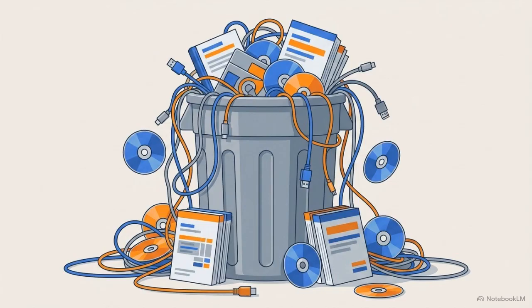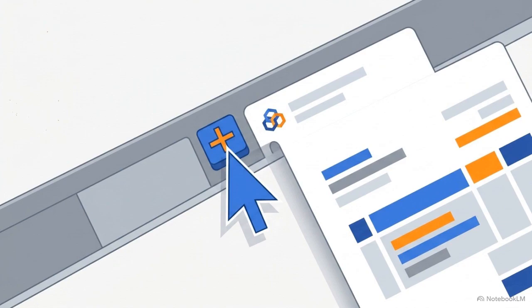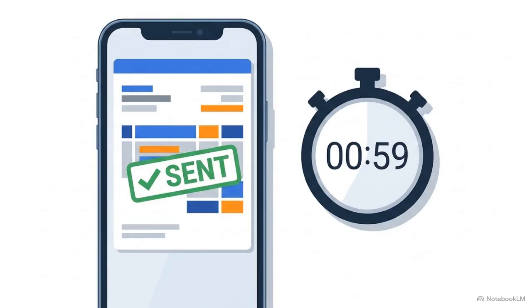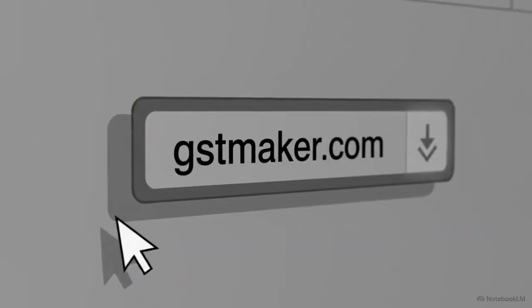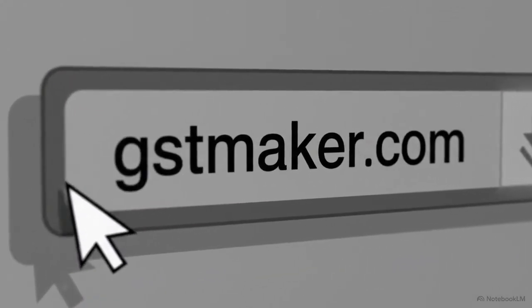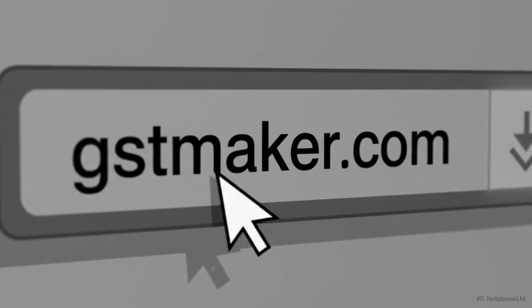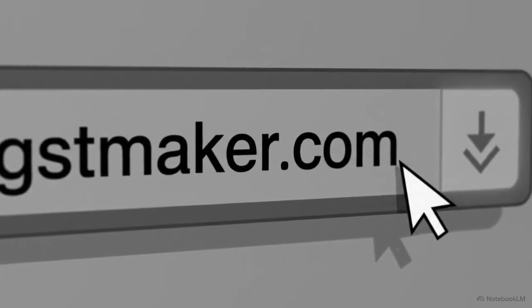Today, we're going to prove that you can go from an empty browser tab to sending a fully compliant GST bill in under 60 seconds. Let's pin this tool to your workspace. On a PC or Mac, open Chrome or Edge, navigate to the GST Maker website, log in, and click the small install icon sitting on the right side of your address bar.